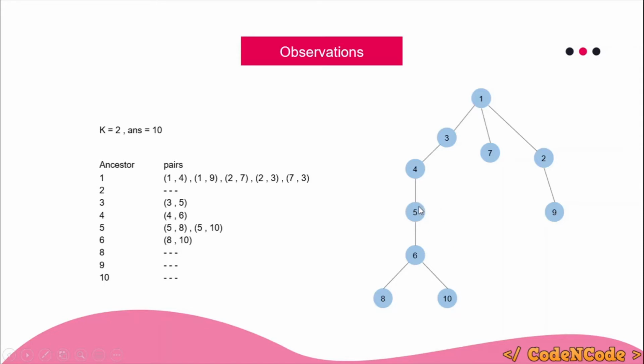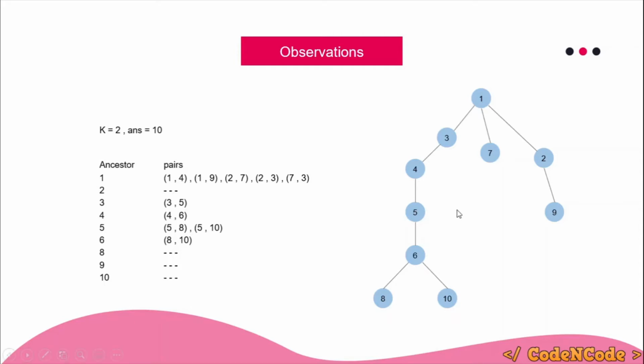LCA is lowest common ancestor. I'm assuming that you already know about that. For any pair of nodes in the tree, there is an LCA, and the LCA is actually unique for a given pair, right?